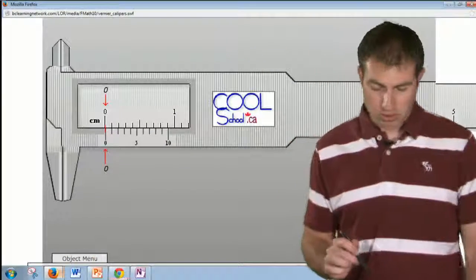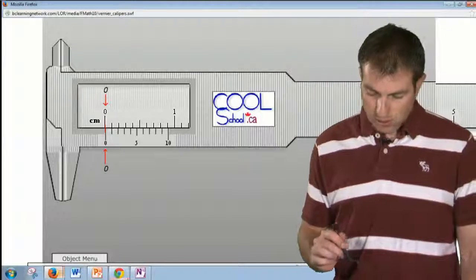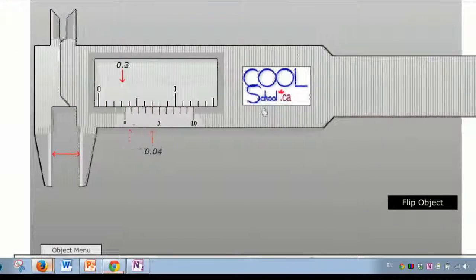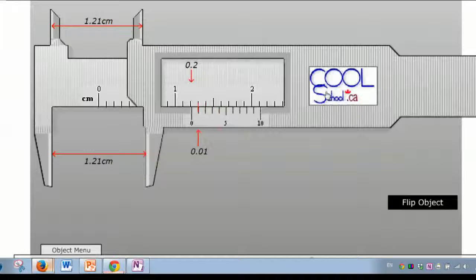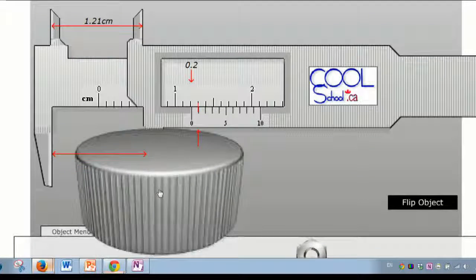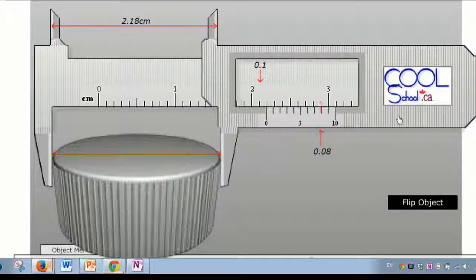Let me get Mr. Ross to go full screen behind me here, get me out of the way. The way this thing works is you can click and drag on the caliper here, and it's going to measure things. Now, I seem to have lost my objects down below. There they go, popping up. So I can drag in a bottle lid, and it measures how wide things are.